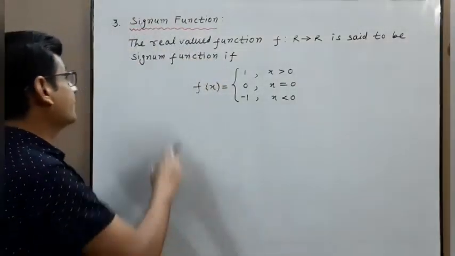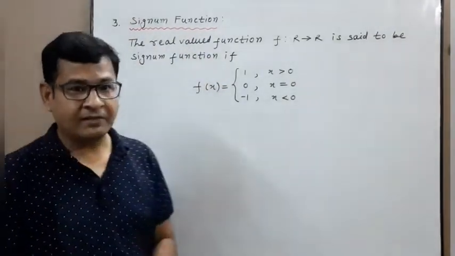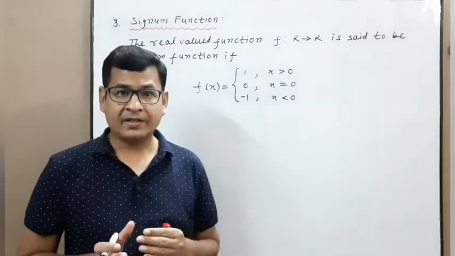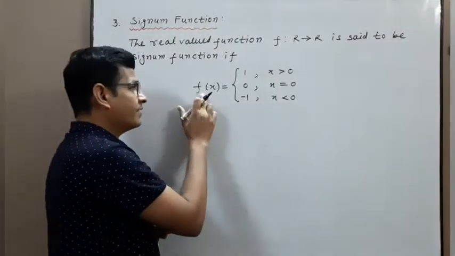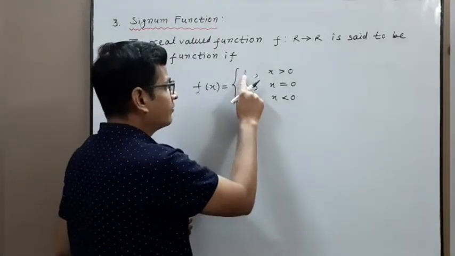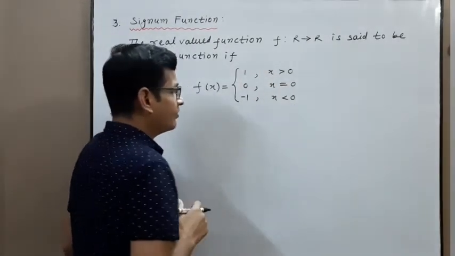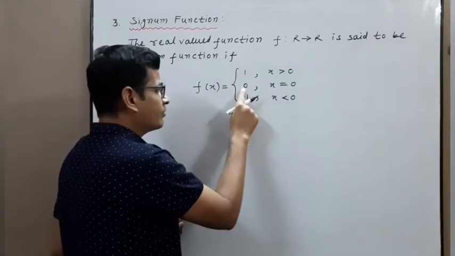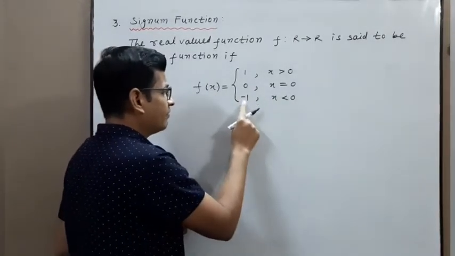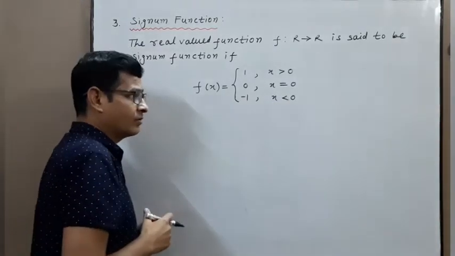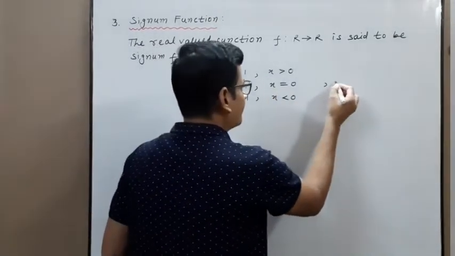Next, signum function. The real valued function f from R to R is said to be the signum function if f(x) equal to 1 when x is greater than 0, f(x) equal to 0 when x equal to 0, and f(x) equal to minus 1 when x is less than 0. So for all x belonging to real numbers.